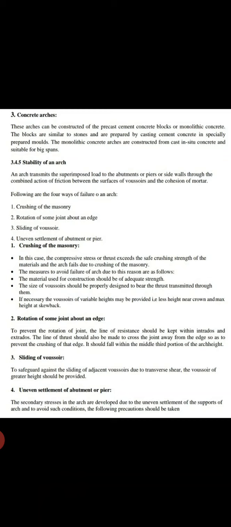The second one is the rotation of some joints about an edge. To prevent the rotation of joints, the line of resistance should be kept within the intrados and extrados. The line of thrust should also be made to cross the joint away from the edge so as to prevent the crushing of the edge. It should fall within the middle third position of the arch height.